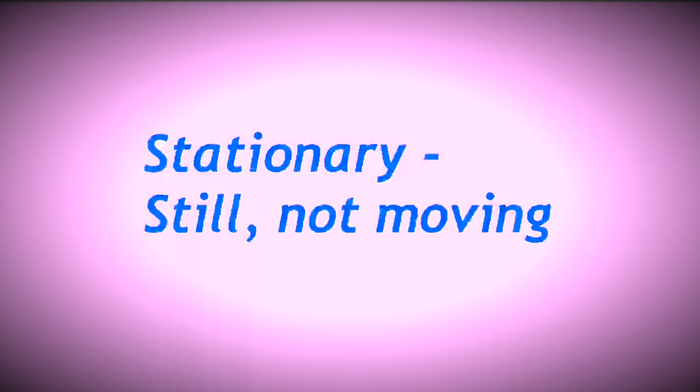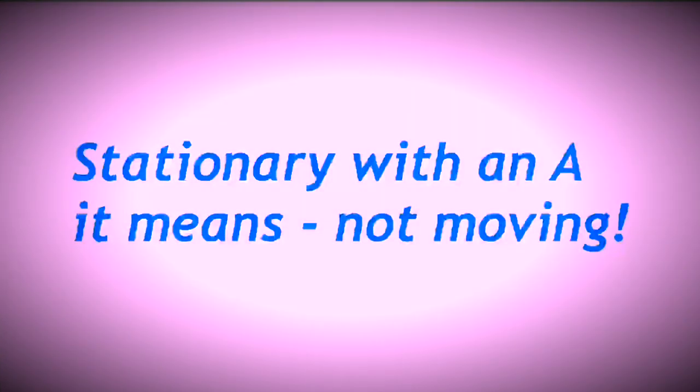Stationery with an A means not moving, which means that something is not moving. So for example, when we say that this car is not moving, we say that this car is stationary, which means that this car is not moving. So when we talk about stationery with an A, what we mean is that something is not moving, it's stationary.